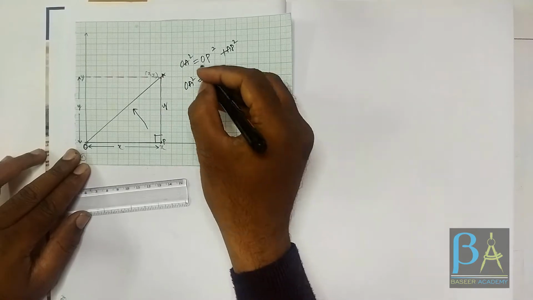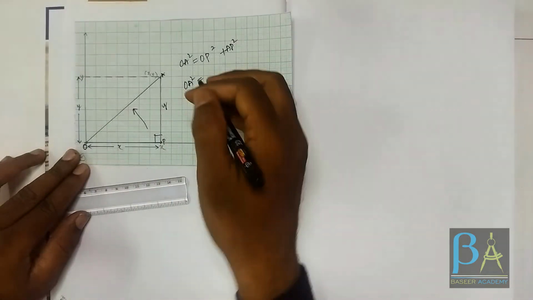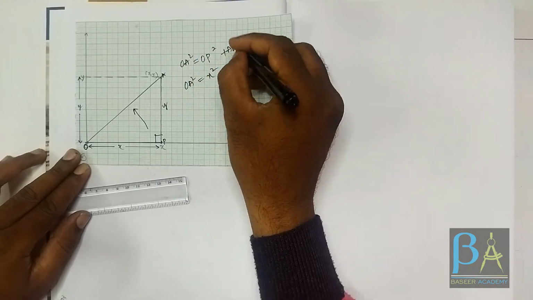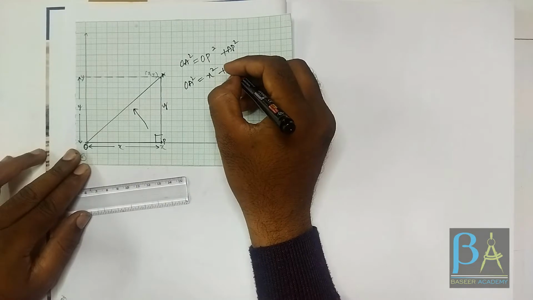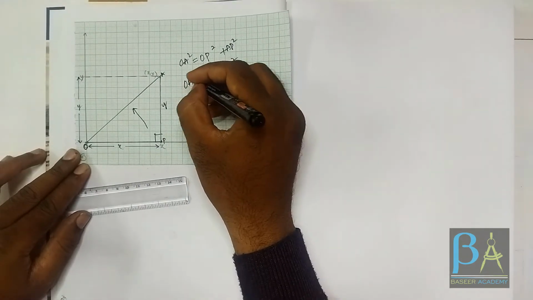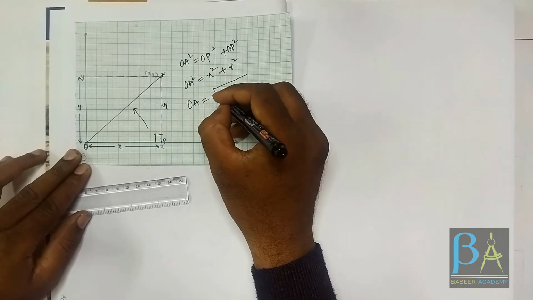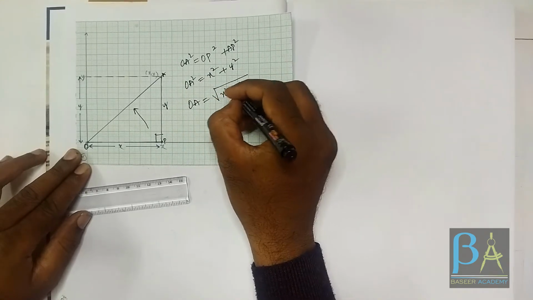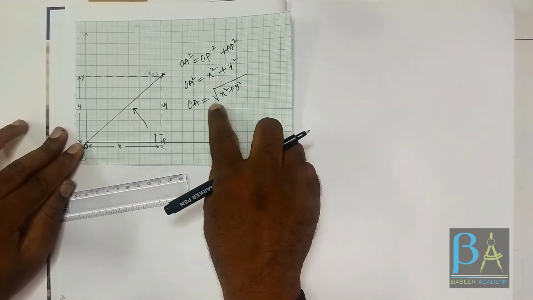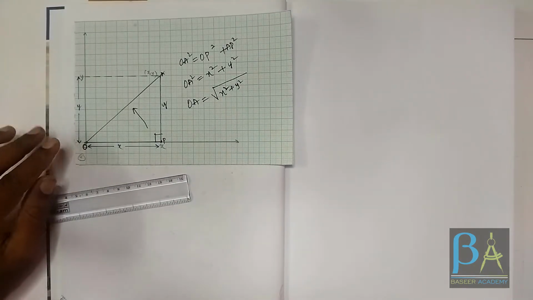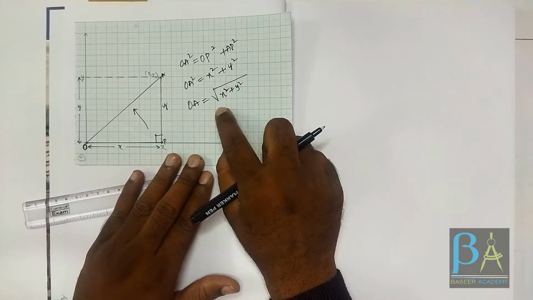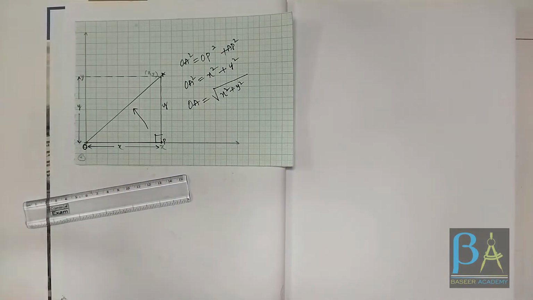So OA square is going to be, what is OP? OP is x. So let me write x in place of OP, the square I'm writing as it is, and AP, what is AP? AP is y, so let me write y in place of AP, the square, as it is. So OA is going to be, if I remove the square from the left hand side, I'll have to write a square root on the right hand side. So you can see for yourself the distance from the origin to a point A is square root of x square plus y square. So remember, the distance of a point from the origin can always be found out by using the formula square root of x square plus y square.